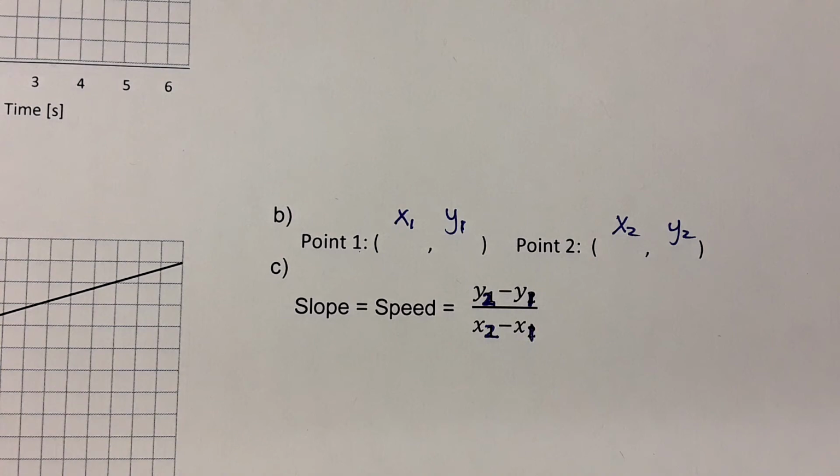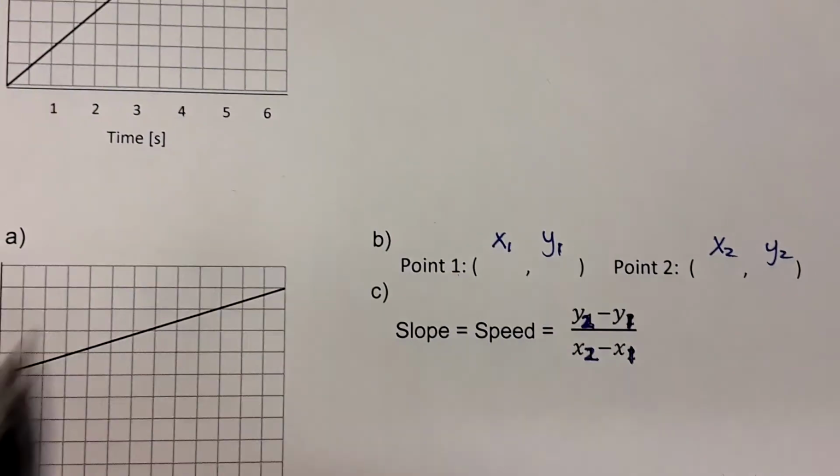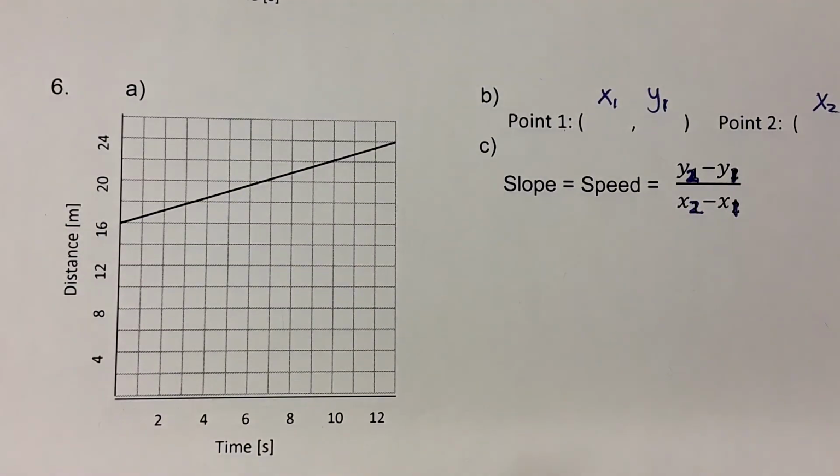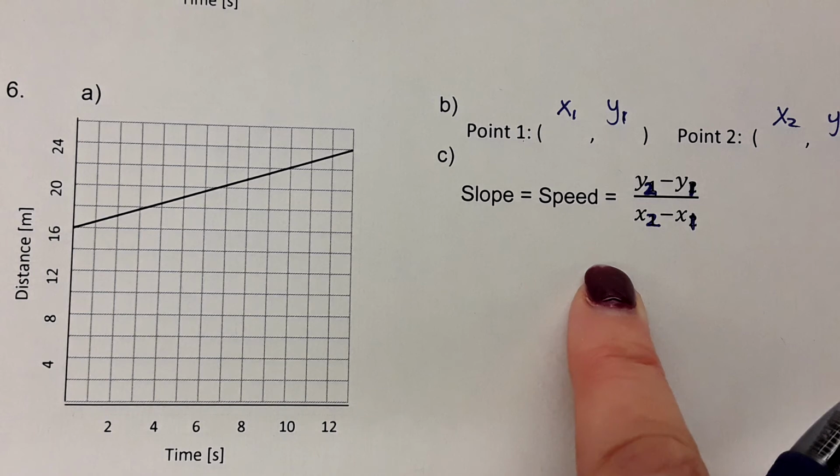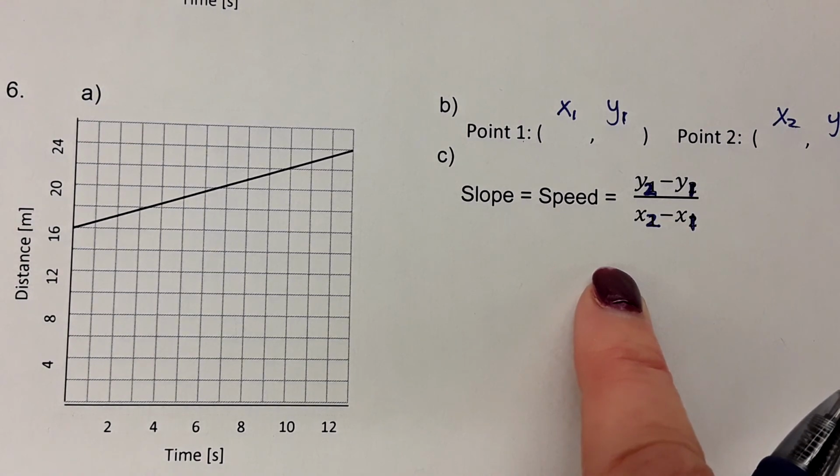So finding the slope of a graph is actually very easy. And in the case of a distance versus time graph, the slope physically represents the speed of the object, how fast it's moving. Okay, have fun with the others, and I'll talk to you later.